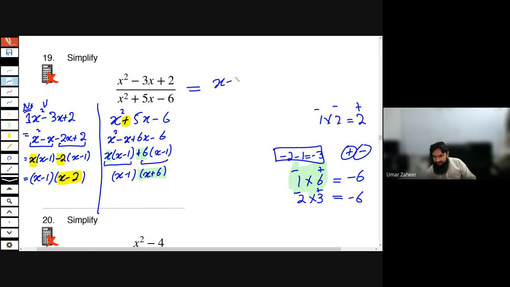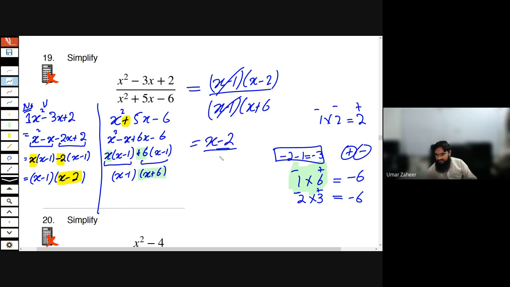So x minus 1 into x minus 2 over x minus 1 into x plus 6. The x minus 1 is going to be cancelled out. We will get x minus 2 over x plus 6.